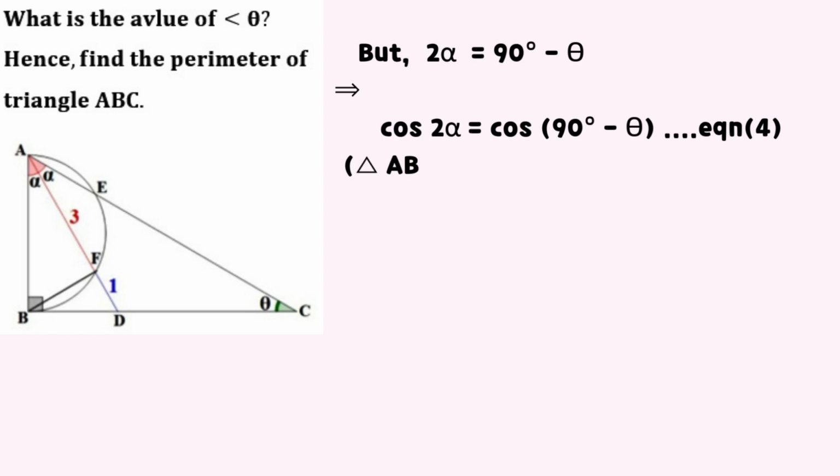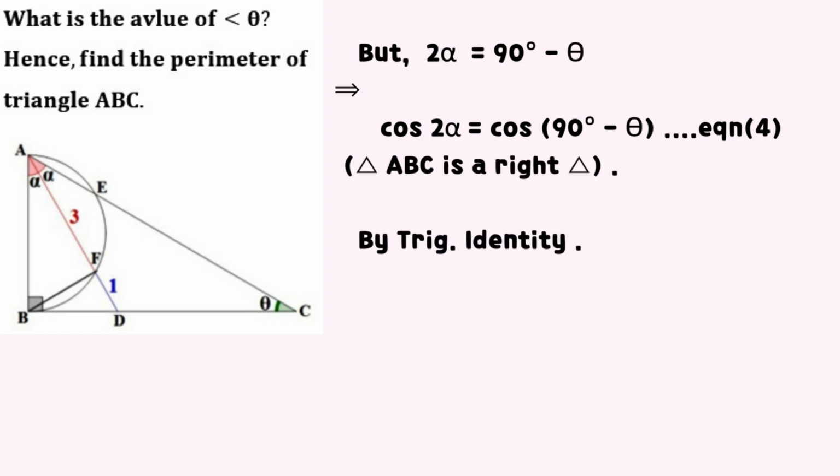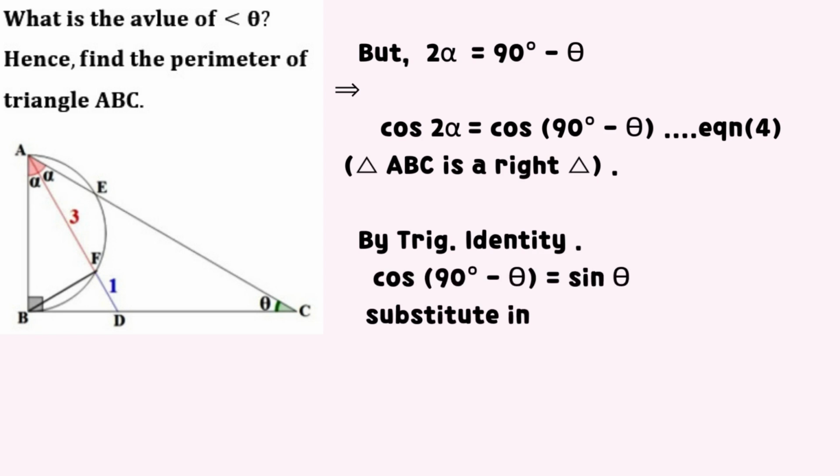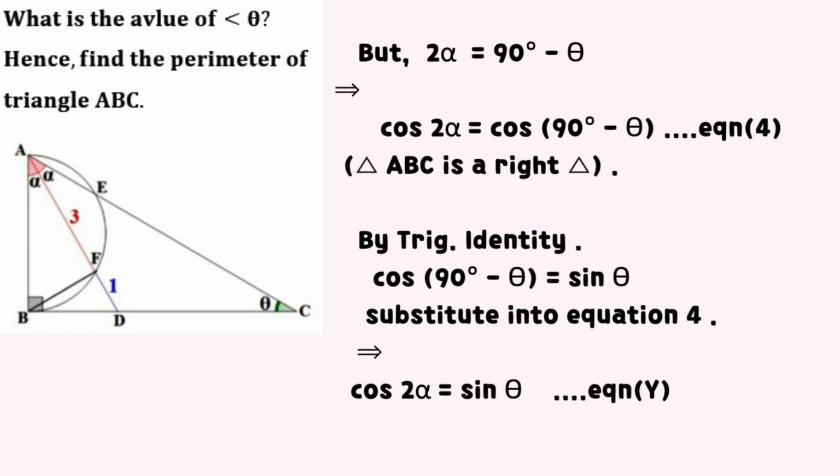But 2 times alpha equals 90 degrees minus θ. It signifies that cosine 2 times alpha equals cosine of 90 degrees minus θ. We call it equation 4. It is because triangle ABC is a right triangle.